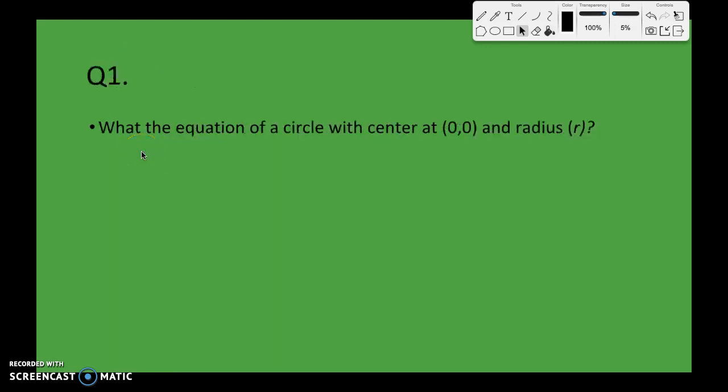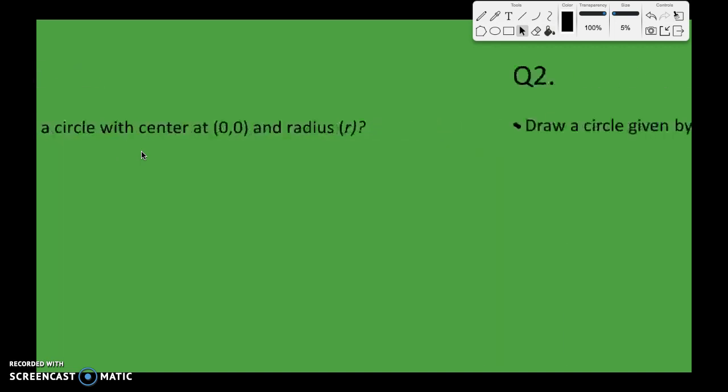So you guys go ahead. Write on your notes or on your practice sheet: what is the equation of a circle with a center at (0, 0) and radius r? Pause and write. Hopefully you got that. That was simply the standard form of the equation of a circle with a center at (0, 0), which means just x^2 + y^2 = r^2. I hope that's what you got on your papers.